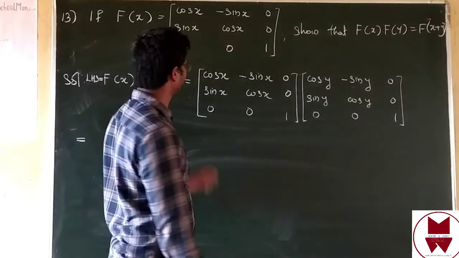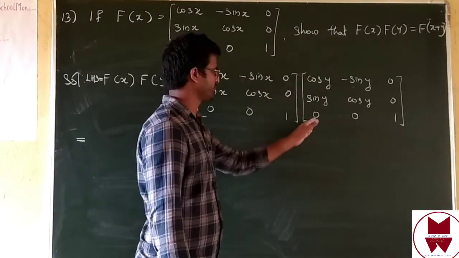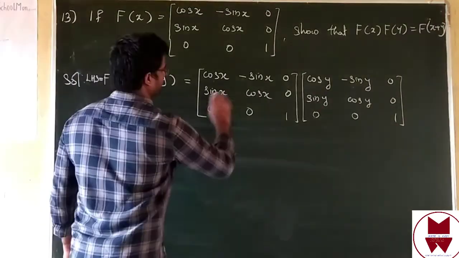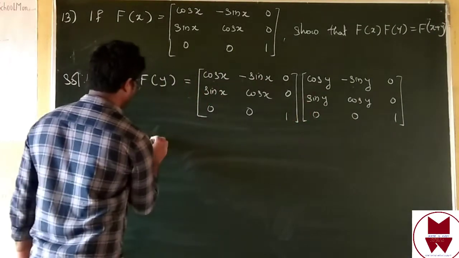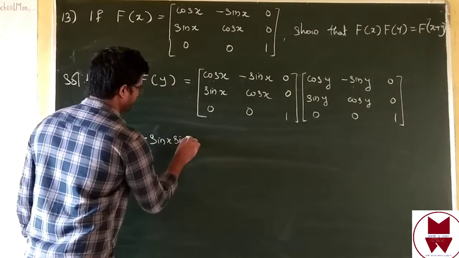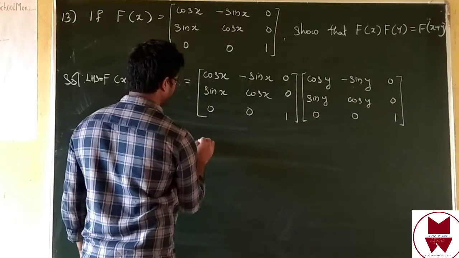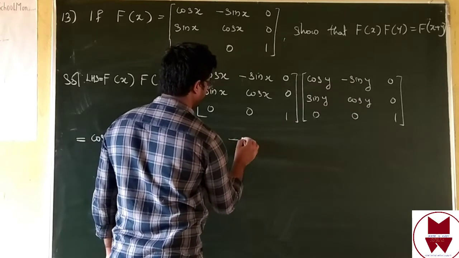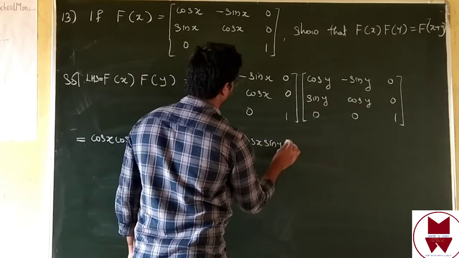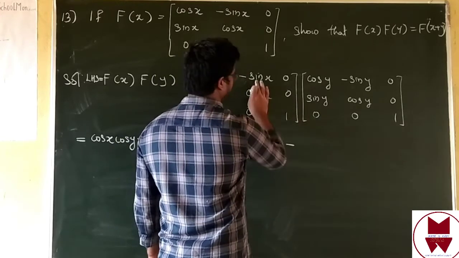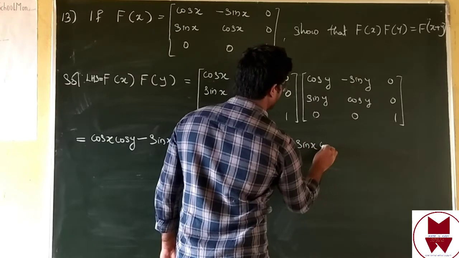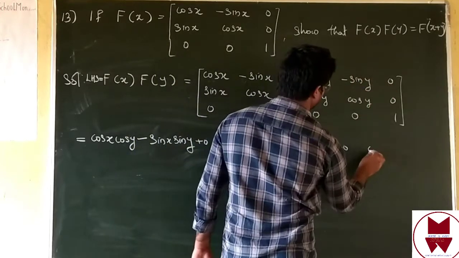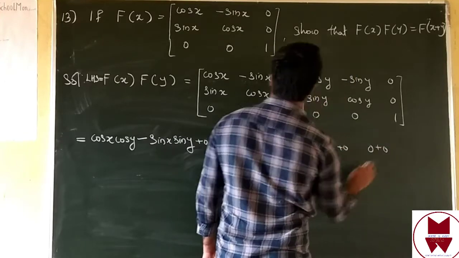Now we can multiply. First row, first column: cos x cos y, then minus sin x sin y, then 0 plus 0 into 0, 0. Then first row, second column: cos x into minus sin y, that means minus cos x sin y, then minus sin x cos y, then 0 into 0, 0. Then cos x into 0 is 0, minus sin x into 0, 0, then 0 into 1, 0.